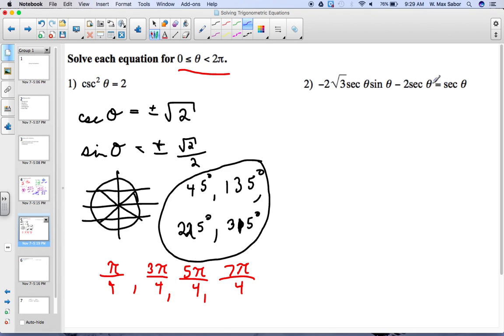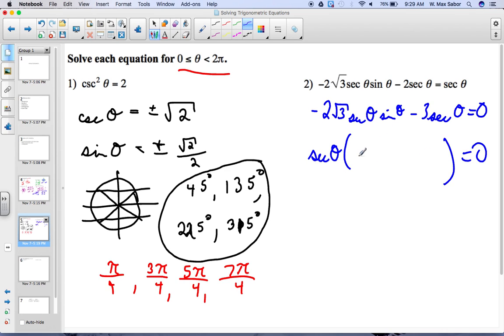Now over here, we have a bunch of different things going on. What I'm going to do is move everything to the same side of the equation first. If I subtract secant theta, I'll get 3 secant theta. And then I can factor out a secant. So secant theta times, what would this be? Negative 2 square roots of 3 sine theta minus 3.